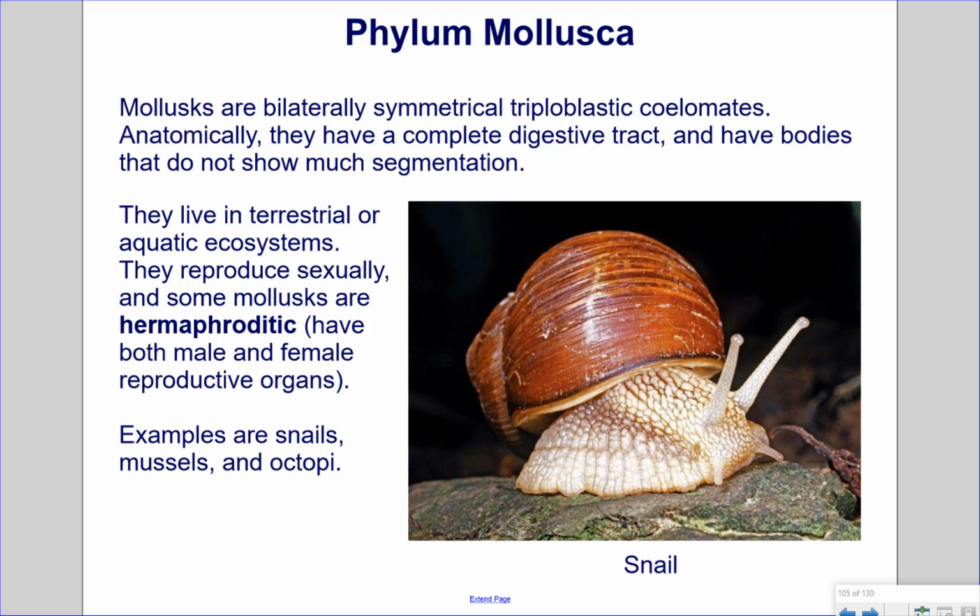Phylum Mollusca. Mollusks are bilaterally symmetrical triploblastic coelomates. Anatomically, they have a complete digestive tract and have bodies that do not show much segmentation. They live in terrestrial or aquatic ecosystems. They reproduce sexually, and some mollusks are hermaphroditic, meaning they have both male and female reproductive organs. Examples are snails, mussels, and octopi.